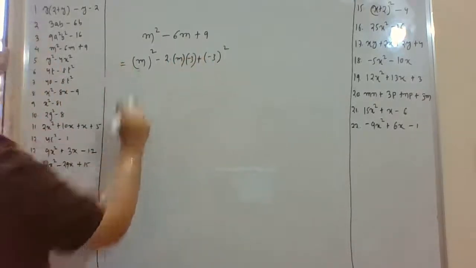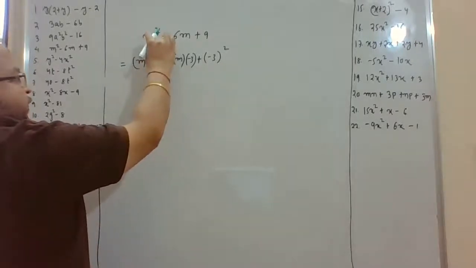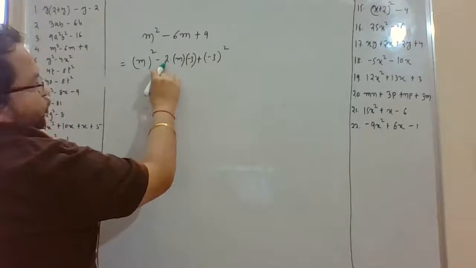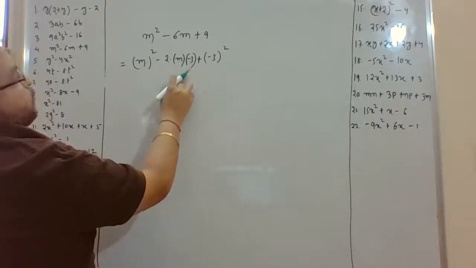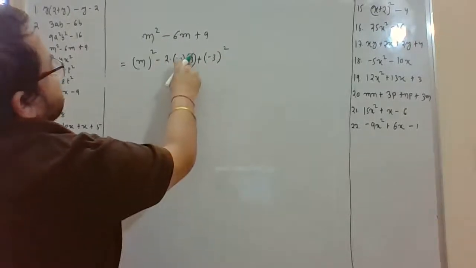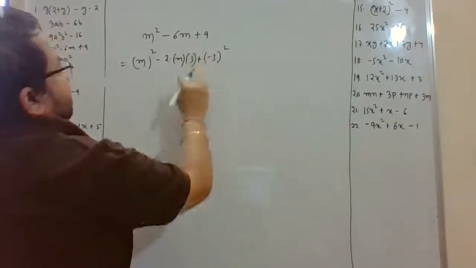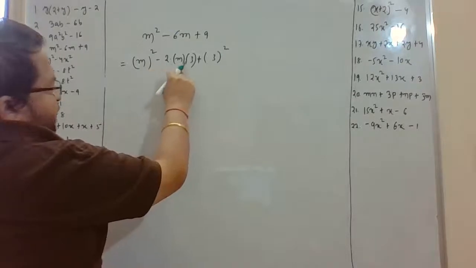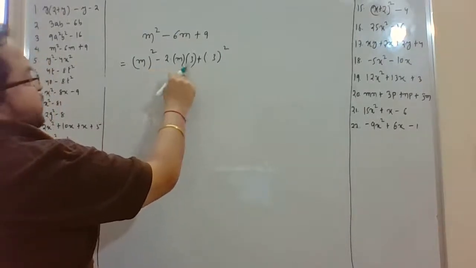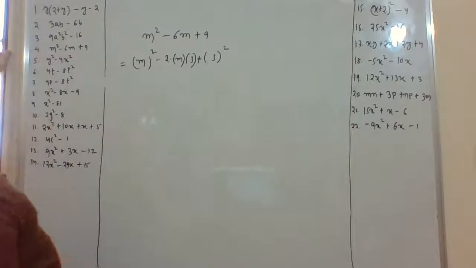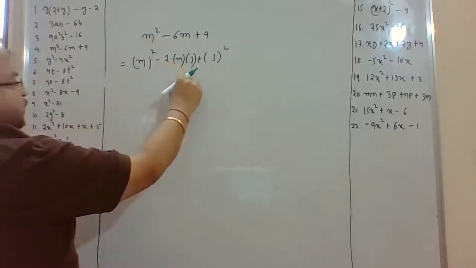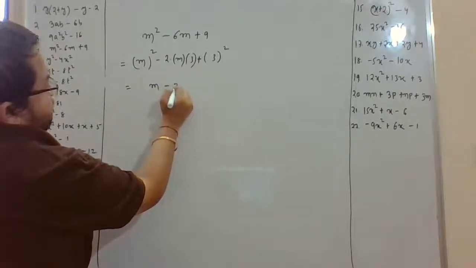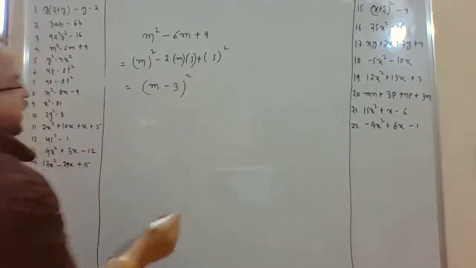So if you see, nothing is changing. M square can be written as square of m, minus 6m is 2 into m into minus 3. Sorry, minus, okay, so this will be plus 3, I'm sorry, okay? And the last term will be 3 square, right? So 2 into m into 3, so 2ab plus b square. So if you see, a square minus 2ab plus b square is nothing but a minus b whole square.